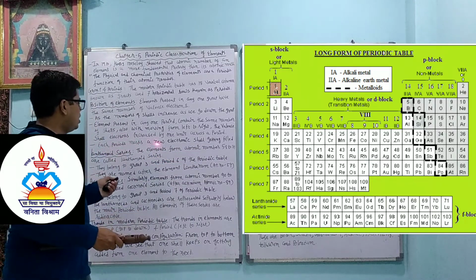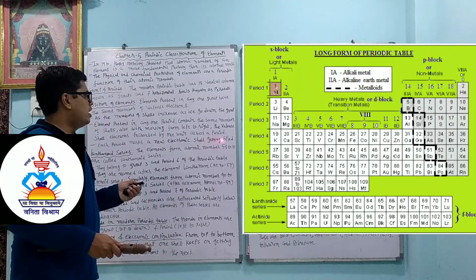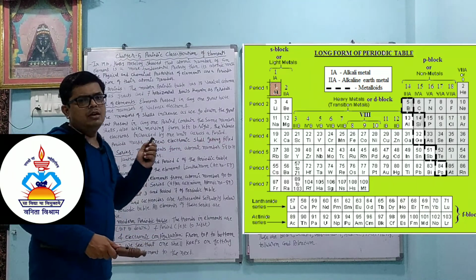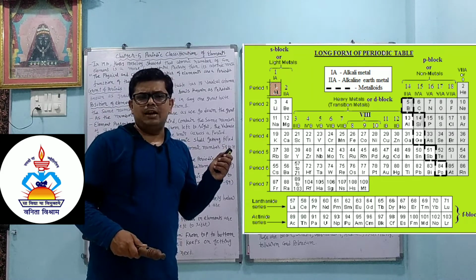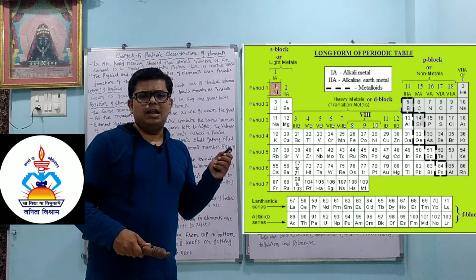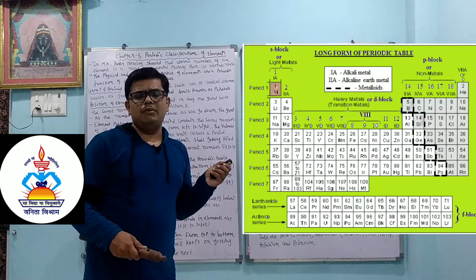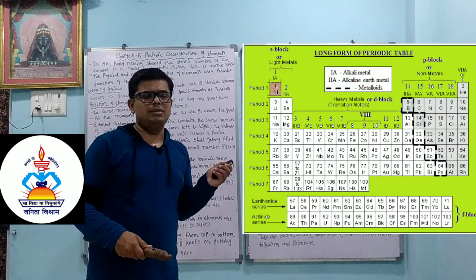Each period marks a new electronic shell getting filled. Like the first period has the first orbit, the second period has the second orbit or second energy state, that is called L, like that. So we have 7 periods. 7 energy states, or 7 orbits, or 7 shells are there.